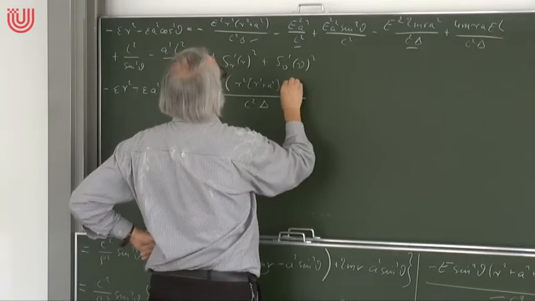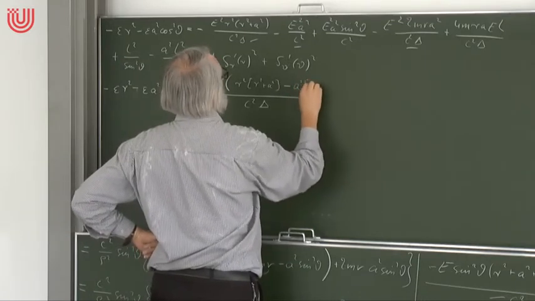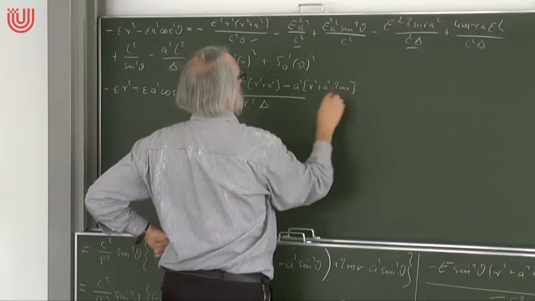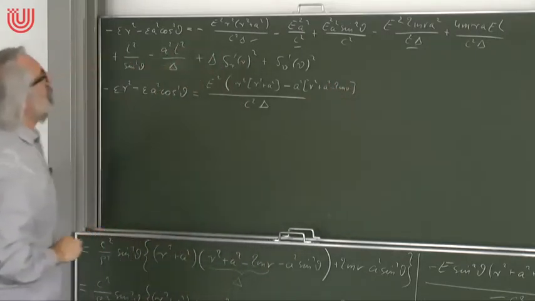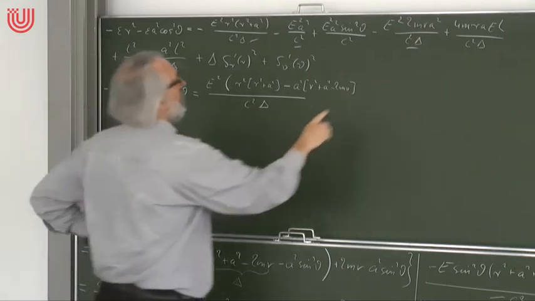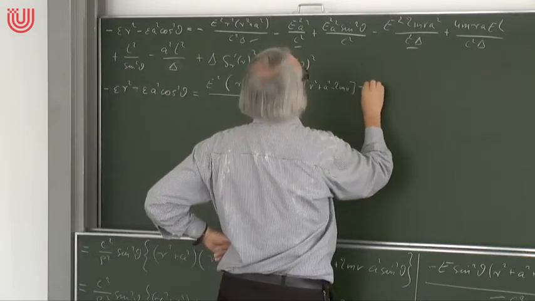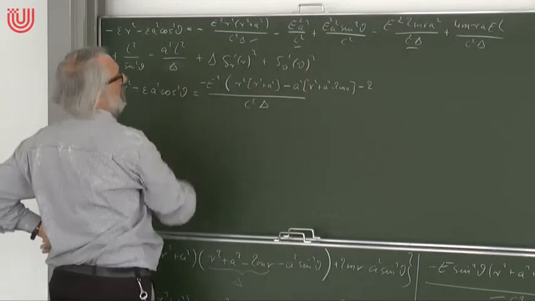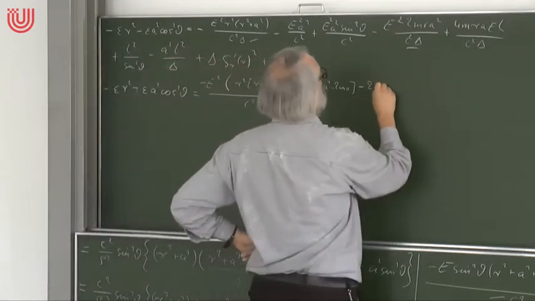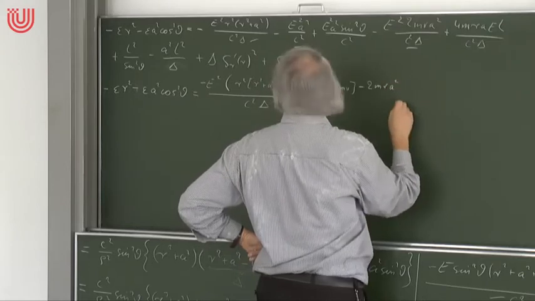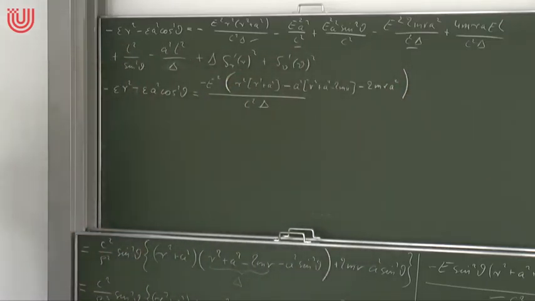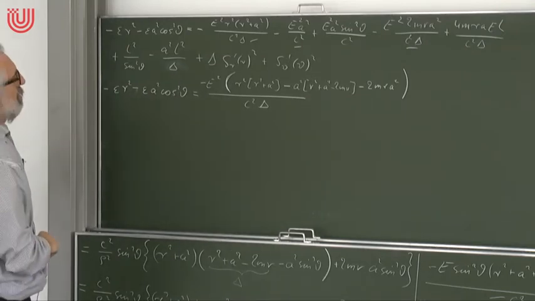So I have minus a squared r squared plus a squared minus 2mr. The square bracket is delta. And here I have minus, are the signs correct? No, the first thing has a minus, right? First thing has a minus 2mr a squared. And this bracket is closed. But I guess both minus in the bracket must be plus 2.